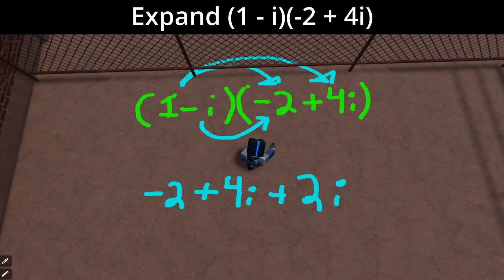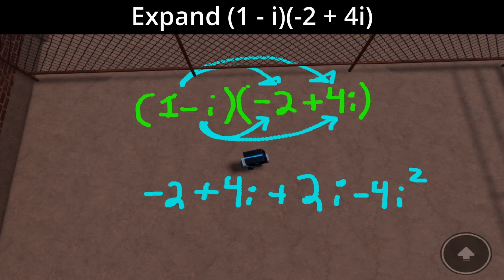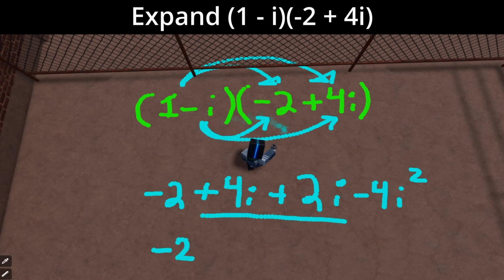And finally we need to do minus i times 4i. Minus 1 times 4 is negative 4, and then i times i is just i squared. So this is our answer. Let's simplify it a little bit. So first, I have minus 2 here, and then 4i plus 2i is just 6 i's in total. And finally, minus 4i squared, well, i squared is just equal to negative 1. So minus 4i squared is minus 4 times negative 1. And minus 4 times minus 1 is positive 4. So this whole thing becomes plus 4.